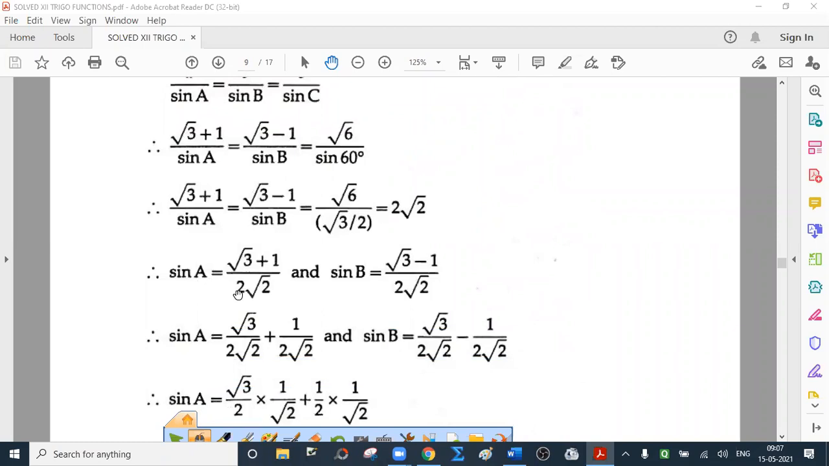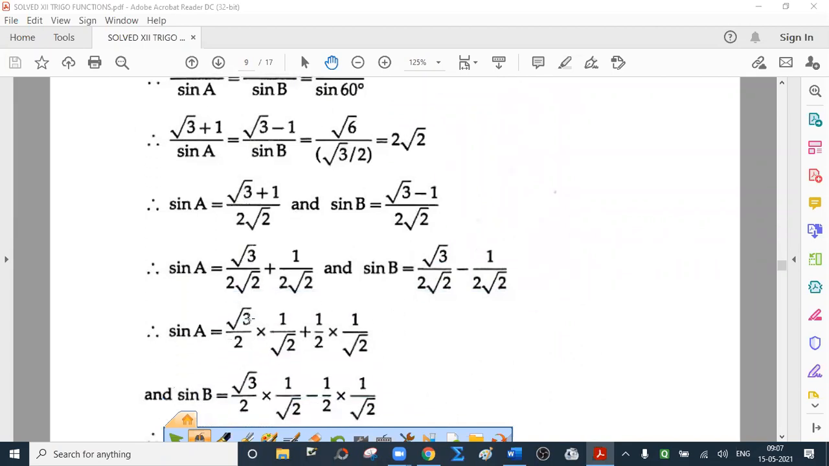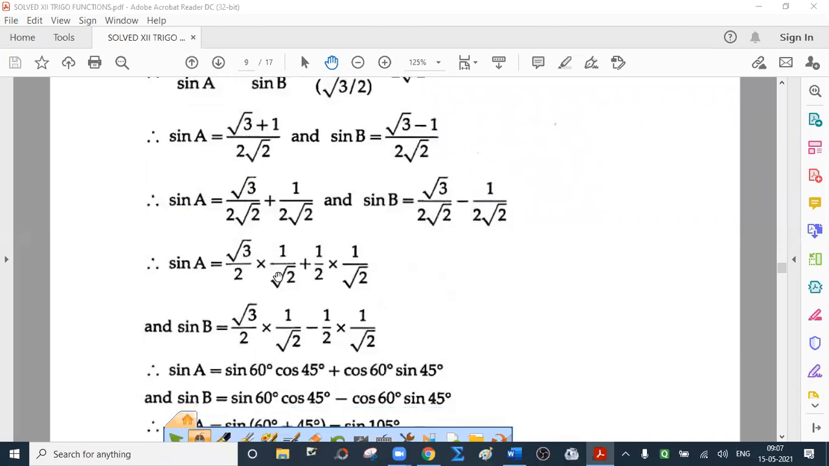Consider sin A first. Split numerator. So root 3 upon 2 root 2 plus 1 upon 2 root 2. What is sin B? Root 3 upon 2 root 2 minus 1 upon 2 root 2. That is sin A equal to root 3 upon 2 into 1 by root 2 plus half into 1 by root 2. Same is done for sin B. Now consider sin A.